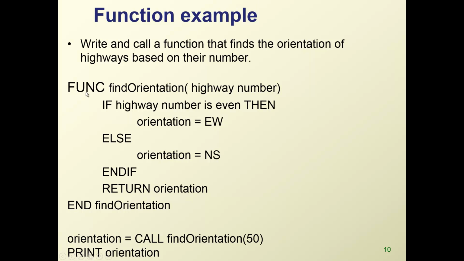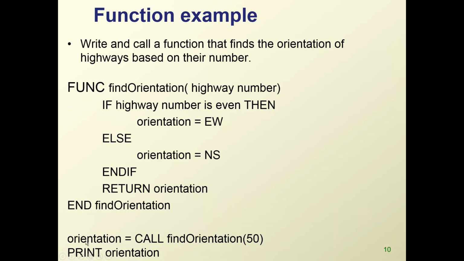Your pseudocode for a function would start with all caps FUNC, so FUNC and then the name of the function, and then anything that needs to be passed into it. So this one is saying if the highway number is even, then orientation is east-west, else orientation is north-south, and then we return. So when we call the function, we want to get back what is the orientation. This last line says end find orientation because it's ending the function, and that's the name of the function. So that's one style, one way to do it.